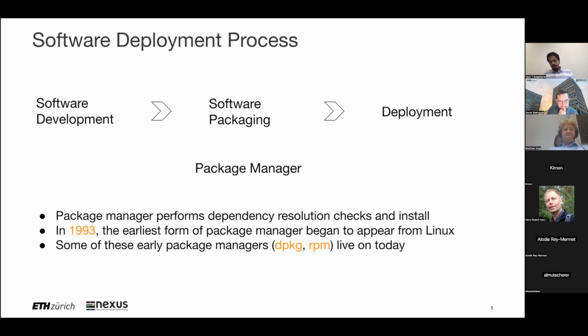The earliest form of the package manager came out back in 1993. It's almost 30 years now after the first release of the Linux distribution that happened in 1992. Some of these early package managers, called the Debian package manager or the Red Hat package manager, are still around, and they are still doing the job. It is quite nice to see that they survived that long in the Linux community.